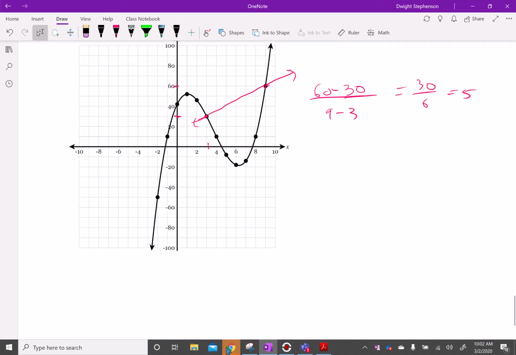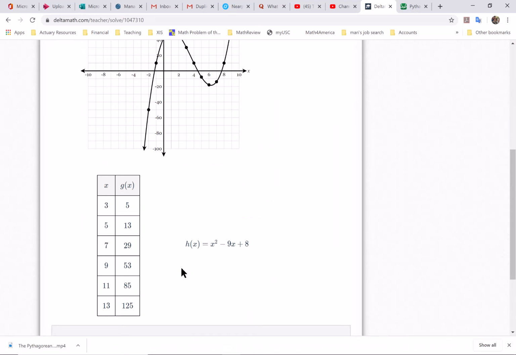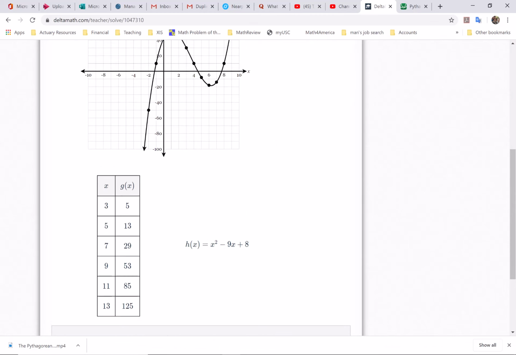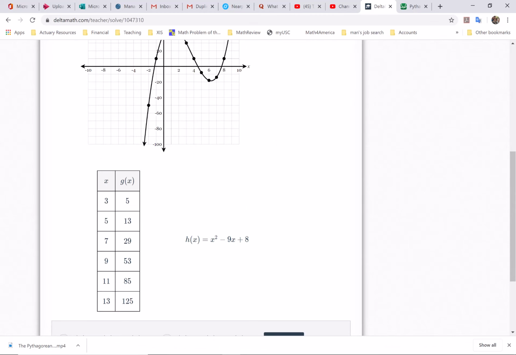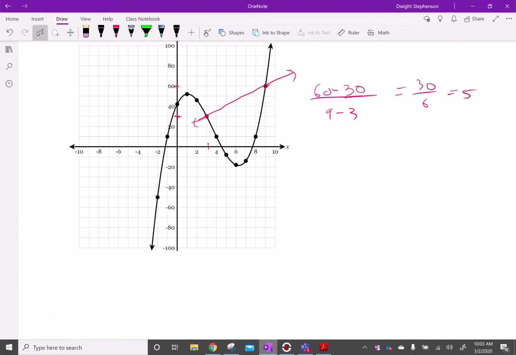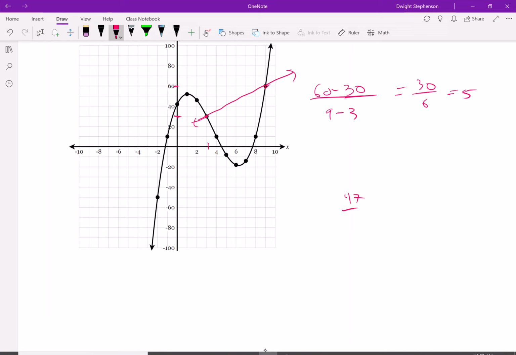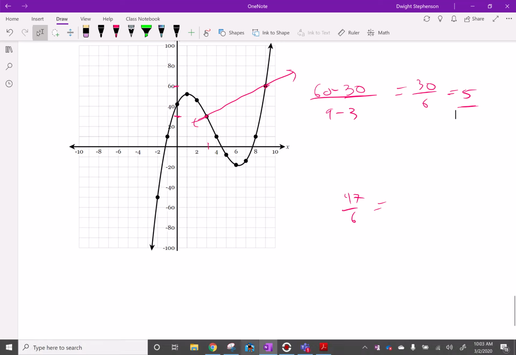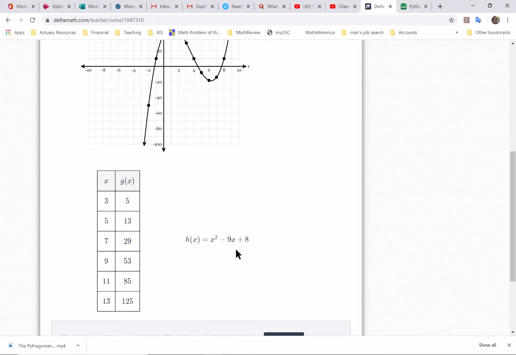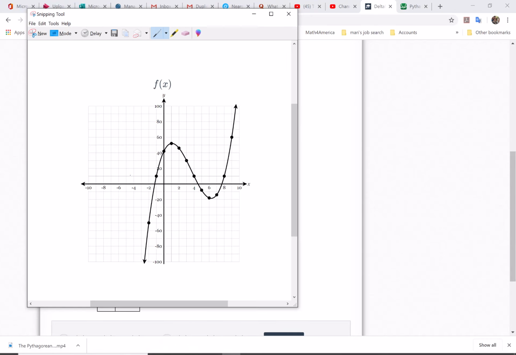And if we look at the average rate of change for this one, from 3 to 9, the y value changes from 5 to 53. So 53 minus 5 is 47 over 6. So for the other one it's 47 over 6, which is obviously going to be greater than 5, right? Even without doing that math. And then the last one, you would have to plug in 9 and 3 to figure out those values.